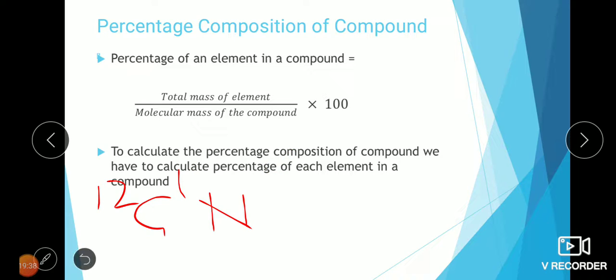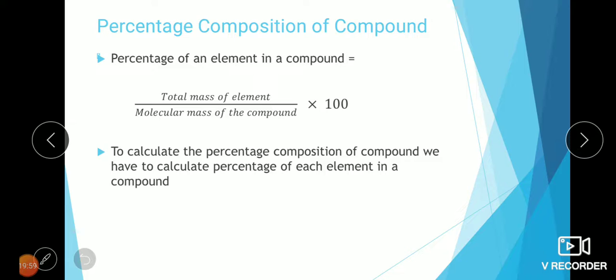Sulfur is 32, S is 32. Now let's take some examples, and then we'll be solving one question based on percentage composition today. So before moving to percentage composition, let's take some examples where we can find out the molecular mass.